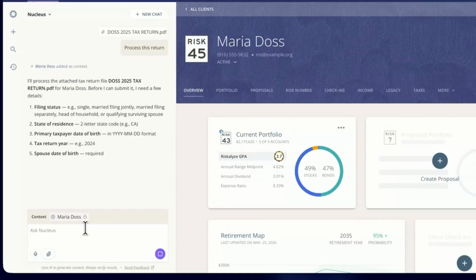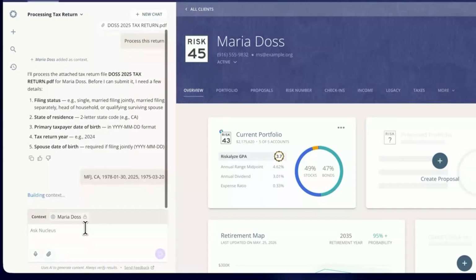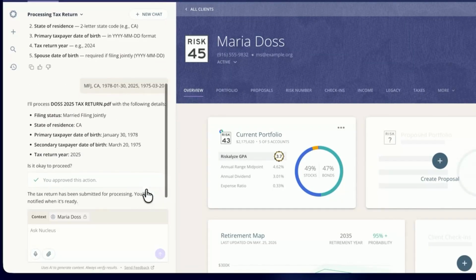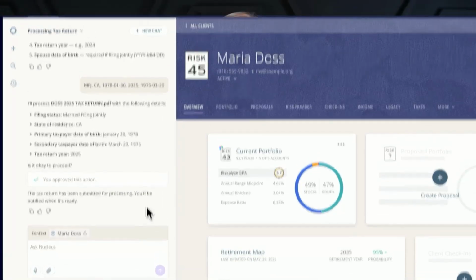Nucleus recognizes it's a tax return, asks me for just the essentials: filing status, state of residence, date of birth, and the tax year. That's it. And it goes to work, extracting, structuring, and normalizing everything into Maria's Tax Snapshot. The same clean, visual, client-friendly snapshot you've seen before. Brackets, income illustrations, deductions, MAGI, Medicare premiums, safe harbor, now built for you by Nucleus in the background while you move on to the next thing.